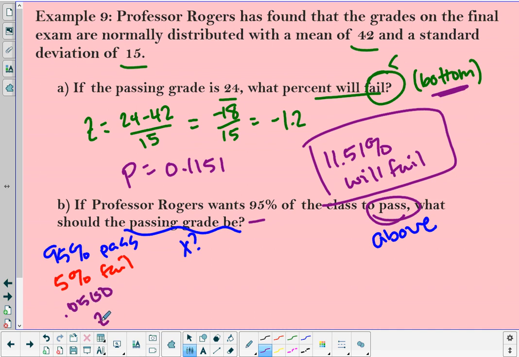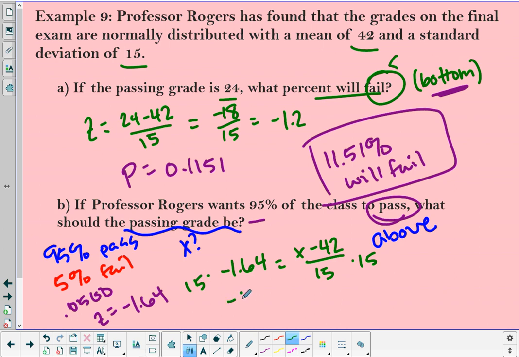0.0500, and the z-score associated to 0.0500 is negative 1.64. Now plug that into your formula. Negative 1.64 is equal to x minus the 42, because you don't know what x is, that's what you're trying to find, divided by the 15. Multiply by your 15. 15 times negative 1.64 is negative 24.6 is equal to x minus 42. Add your 42. Your passing score is 17.4.